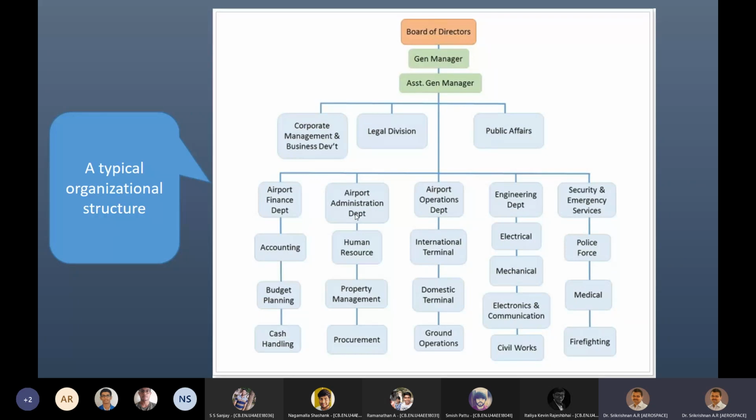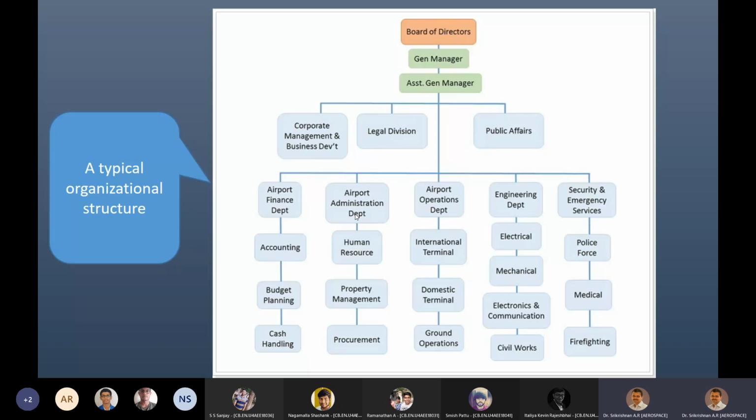Similarly, the administration department. Administration is all activities other than what is concerned by finance and other individual operations. So like human resource, property management, procurement of materials, office supplies, etc., required for the day-to-day functioning of the airport. So all that, as per this structure, reports to the airport administration department. So human resources is also reporting to the airport administration department.